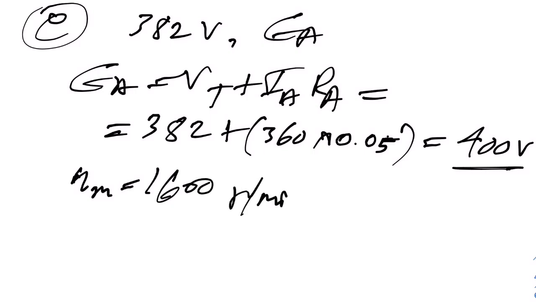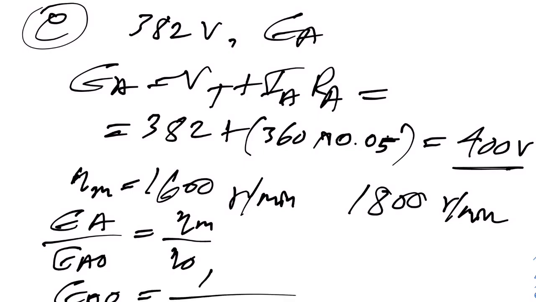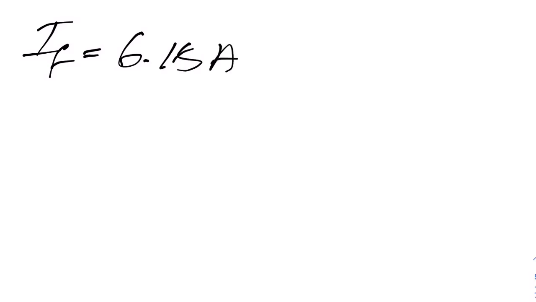the equivalent voltage at the speed of 1800 revolutions per minute would be what? Again, we'll use the same equation here. EA over EAO equals what? The speed of the motor over the speed O. So EAO equals what? 1800 over 1600 multiply 400. The answer will be 450 volt. From the magnetization curve, this voltage would require a field current IF of 6.15 ampere. We take the value 450 volt and check the curve to get the value of the current here.